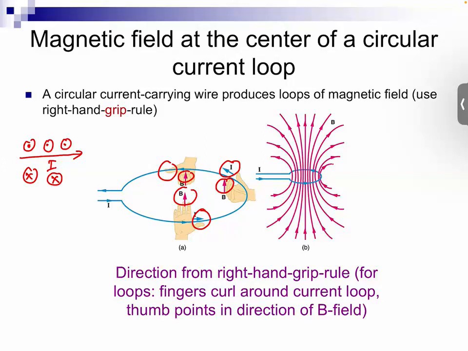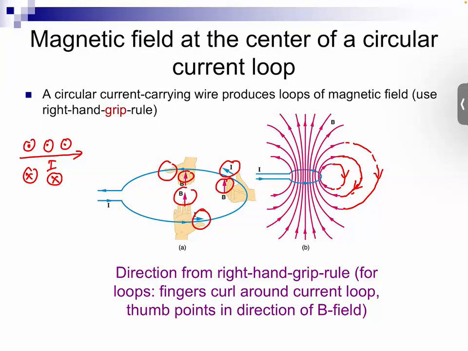Of course, these magnetic field lines form closed loops like this, so that inside the loop, the magnetic field lines are pointing upwards, and outside of the loop, the magnetic field lines are pointing downwards at each point.